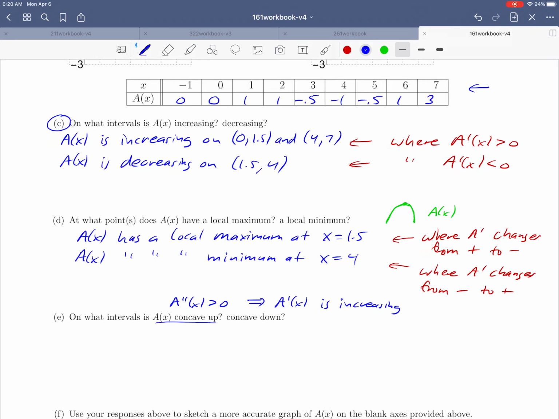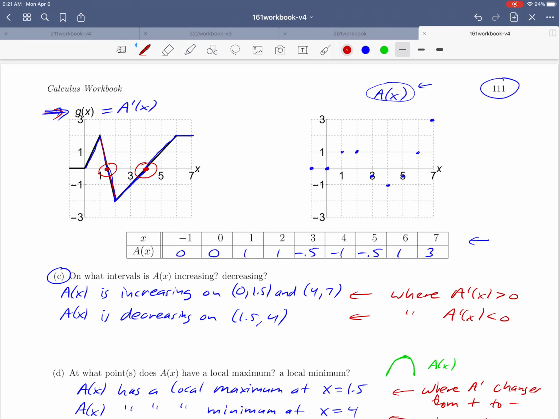All right, can we take that observation and figure out where A of x is concave up now? Well again, we are looking for intervals where A prime is increasing, where it's going up. So with that in mind, let's scroll up and take a look at the graph of the derivative again. That's this graph up here that we keep going back to. Where is that function increasing, going up? I see a couple of intervals where that's happening.